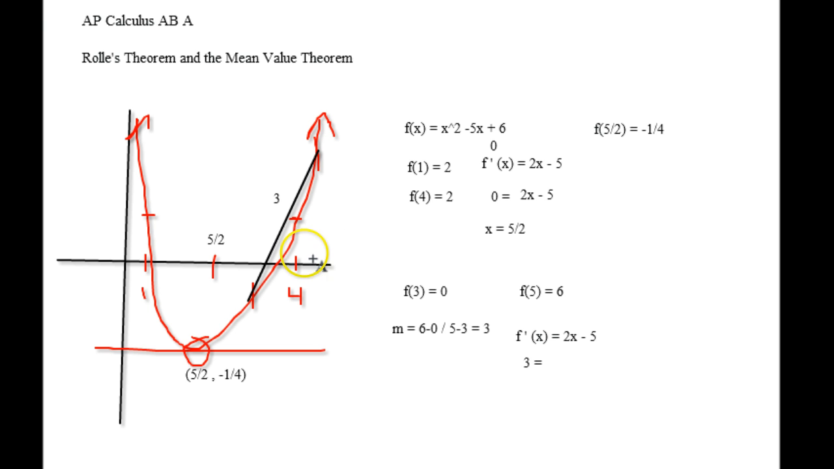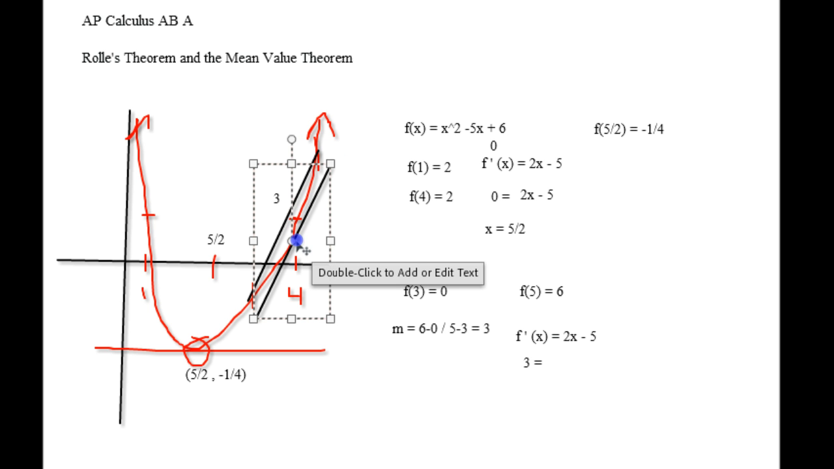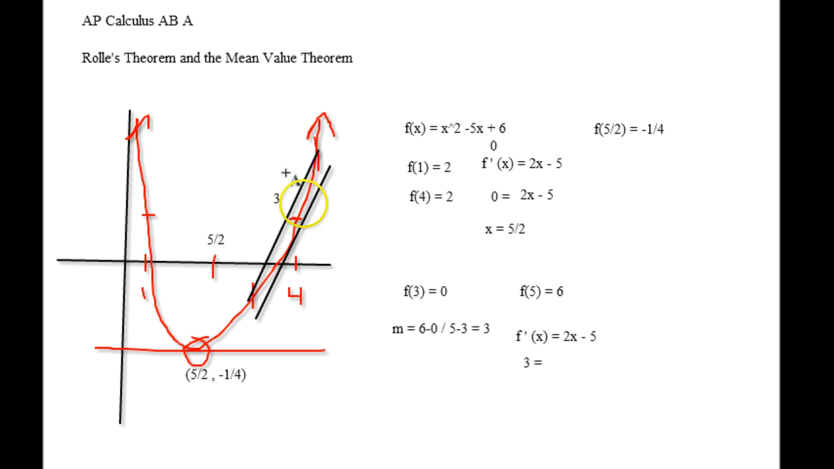So that's 3. Okay, so what I'm saying is that the mean value theorem says that somewhere between 3 and 5 there has to be another line that is also tangent and parallel to that first line, and it will actually tell me where that is, and that line is also a slope of 3. And I use the derivative to get there. So 2x minus 5 equals 3. Okay, if you notice, this is a lot like Rolle's theorem. So I get 8 equals 2x, and then 4 equals x. Okay, so I take that 4, I plug it back into the original equation, so I get f of 4 equals 2.